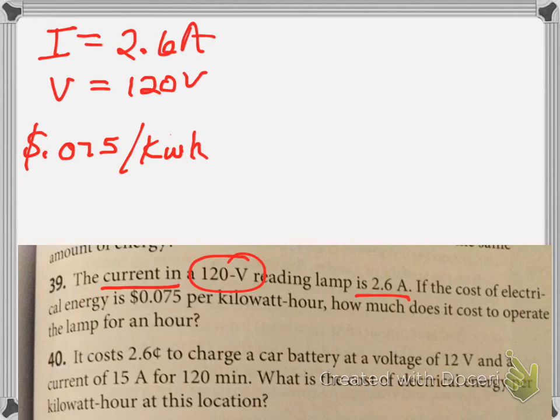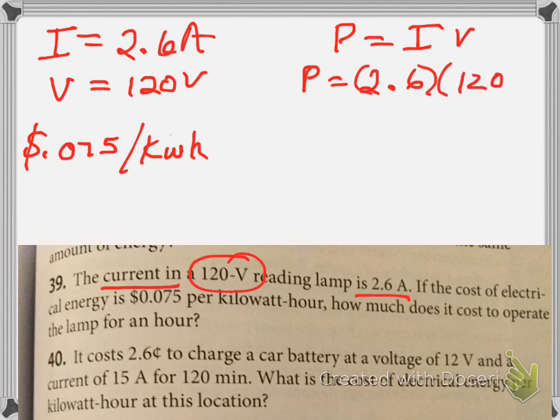Okay, well, if I want to know the cost, I've got to figure out how many watts of power I have in order to multiply it by my cost. So, I know I and V, and I want to find power. Remember, power is equal to current times voltage, so my power is going to be 2.6 times 120. If I multiply that together, that will tell me how many watts of power I have, which would be 312 watts.